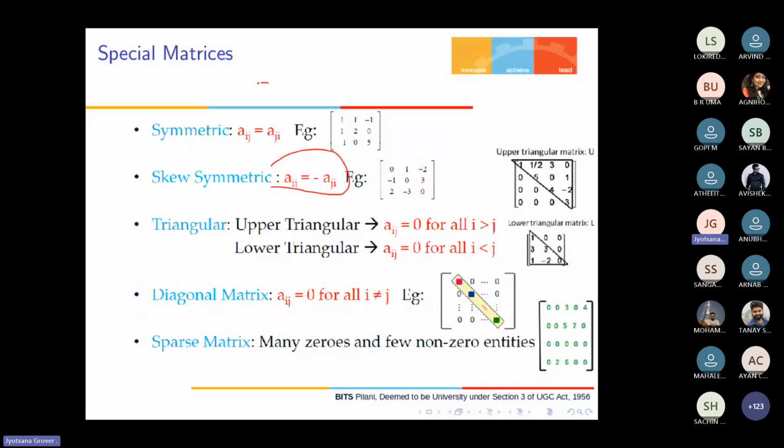Now see, if A_ij is not 0, but say the diagonal is 1, 1, 1, then it won't be skew symmetric. The minus A_ji will not work, because when you take the transpose, this property will not be satisfied. You take its transpose.